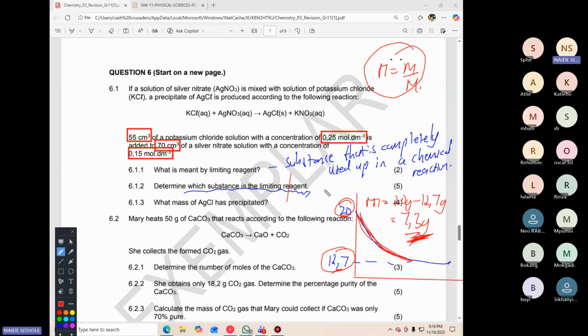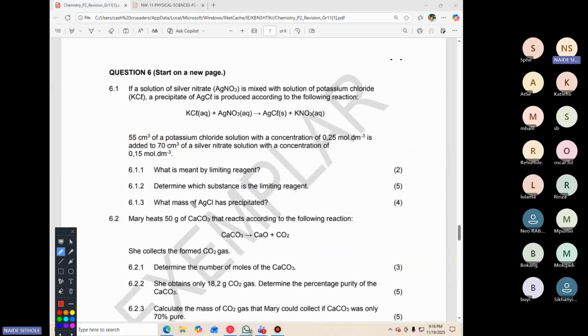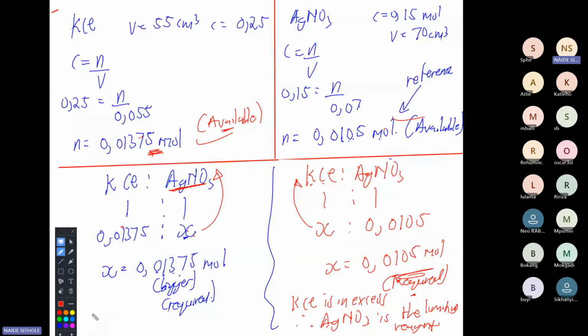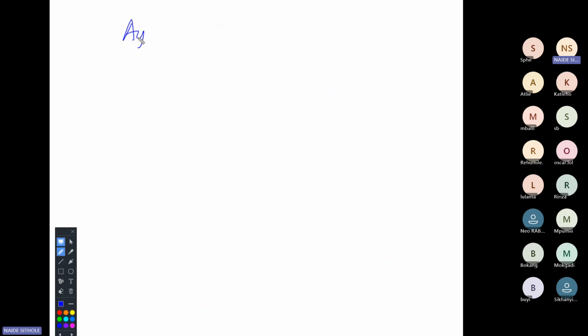Okay, this is the last question. We have determined which substance is the limiting reagent. What mass of AgCl has precipitated? So we are looking for the mass of this one. Now when we compare, we have to compare based on the limiting reagent. This is the limiting reagent and this is the available number of moles of the limiting reagent. So AgNO3 to AgCl, again the ratio is 1:1.